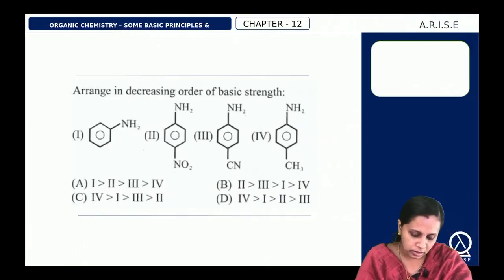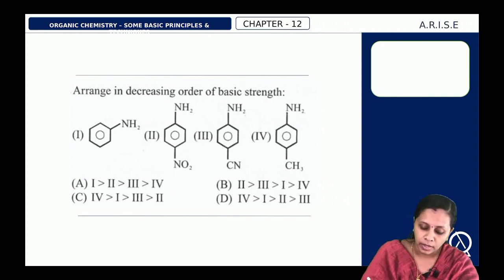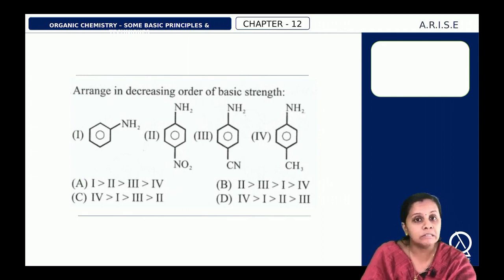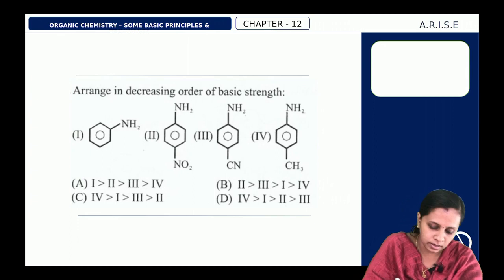Now arrange in the decreasing order of their basic strength. Okay, you have aniline, then you have NO2 group, then you have cyanide, then you have CH3. So in basic strength, the presence of electron releasing group increases the basic strength and the presence of electron withdrawing group decreases the basic strength. That you have to keep in mind.